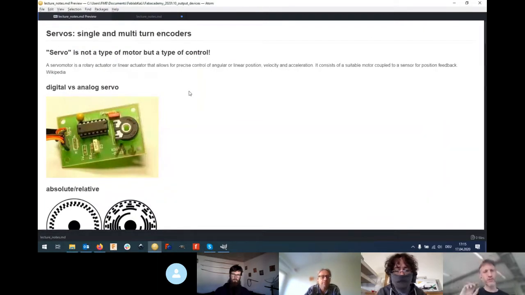And there are commonly two different types of measuring the position, digital and analog. So people talk about digital servos and analog servos. In the case of an analog servo, it would just be like a variable resistor.